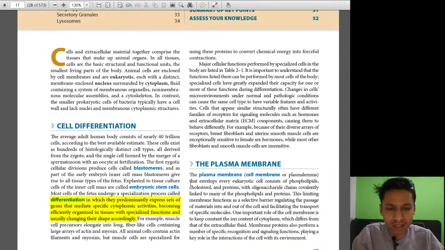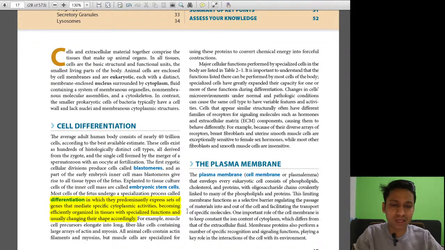The plasma membrane that envelops every eukaryotic cell consists of what? Consists of phospholipids, cholesterol, proteins with oligosaccharide chains covalently linked to many of the phospholipids and proteins. This limiting membrane functions as a selective barrier regulating the passage of materials in and out of the cell and facilitating the transport of specific molecules. One important role of the cell membrane is to keep constant the ion content of cytoplasm, which differs from that of the extracellular fluid.